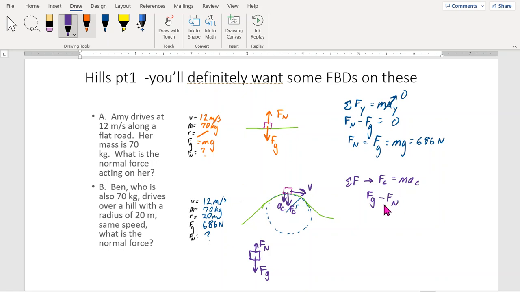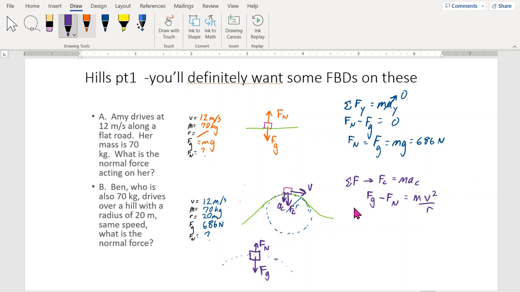So gravitational force is going inwards. If you want to visualize it as part of the circle, gravitational force is definitely pointing towards the center. Normal is pointing away from the center, so that's considered negative because it's the opposite direction. Equals mass velocity squared over r. Okay, that's fine.